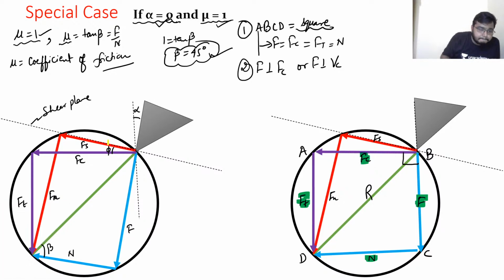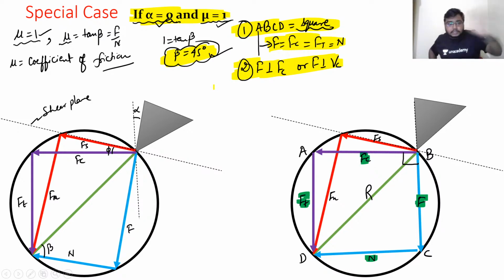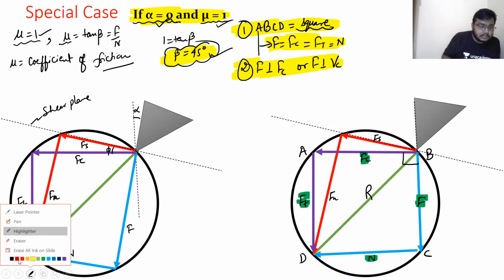If alpha is equal to 0, mu is equal to 1, it means beta is equal to 45 degree. ABCD is going to be square. F is equal to FC is equal to FT is equal to N. And second point is F is perpendicular to FC and F is perpendicular to VC. So this is the second special case.